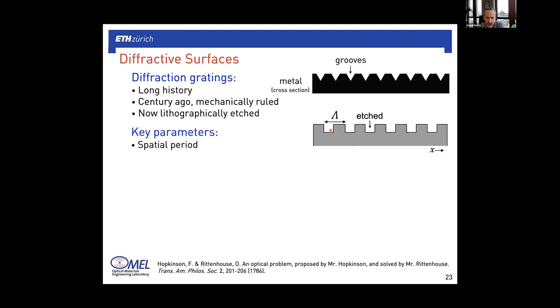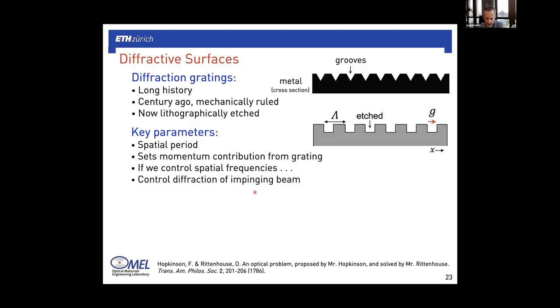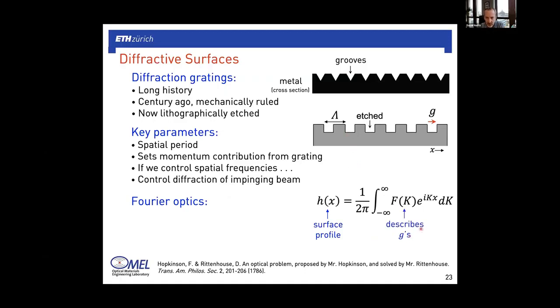And again, the key parameters are the same. You have a periodicity, a spatial period, which sets the momentum contribution that is going to be useful for your diffracted beam. And so this suggests that if we control the spatial frequencies in our interface, we can control the diffraction of the impinging beam. And moreover, Fourier optics gives us a very convenient way to look at this, in the sense that the surface profile, the height of the surface as a function of x, how the surface goes up and down as a function of x, is related to the spatial frequencies, or these grating momentum vectors g, in the surface through a Fourier transform.